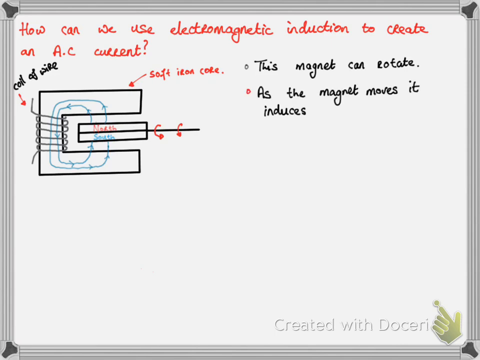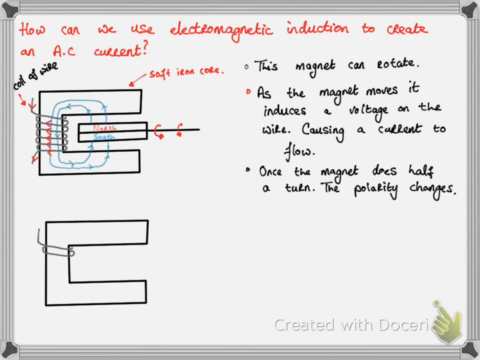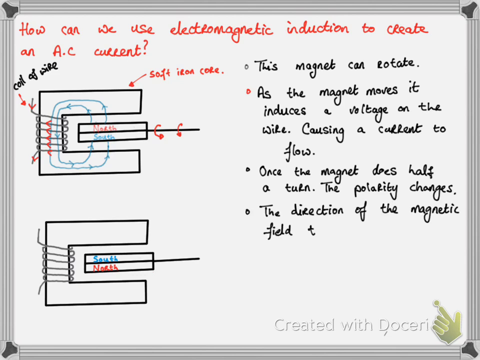As the magnet moves, it induces a voltage on the wire, causing a current to flow. So as the magnetic field lines move from north to south through the iron core, a current will flow through the wire because of an induced voltage. Once the magnet does a half turn, however, the polarity of it changes. So if we have a little look at this again, you'll notice now that the south is on top and the north is on bottom. Remember, the magnetic field lines have to go from north to south. So the direction of the magnetic field through the coil and the iron core is reversed, this time going in the opposite direction.